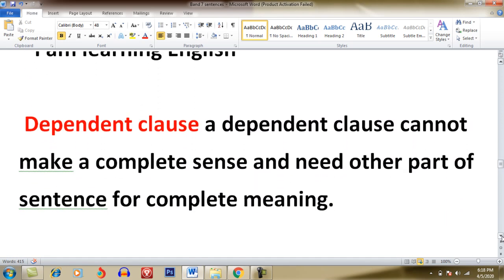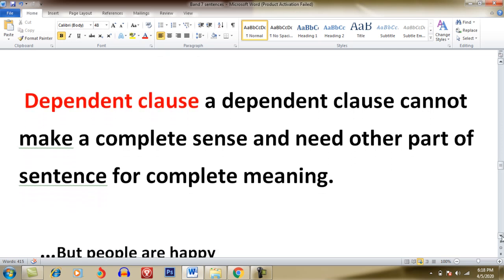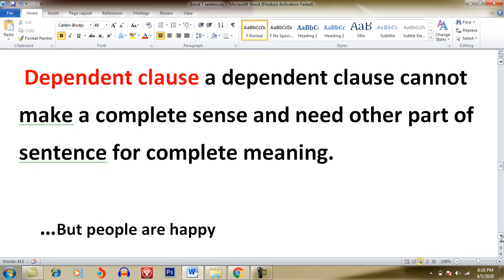Dependent clause. A dependent clause cannot make complete sense and needs another part of the sentence for complete meaning. For example, "but people are happy." This sentence cannot give us complete meaning and cannot stand alone. It needs another part of the sentence. So the part of a sentence which cannot stand alone is called a dependent clause.